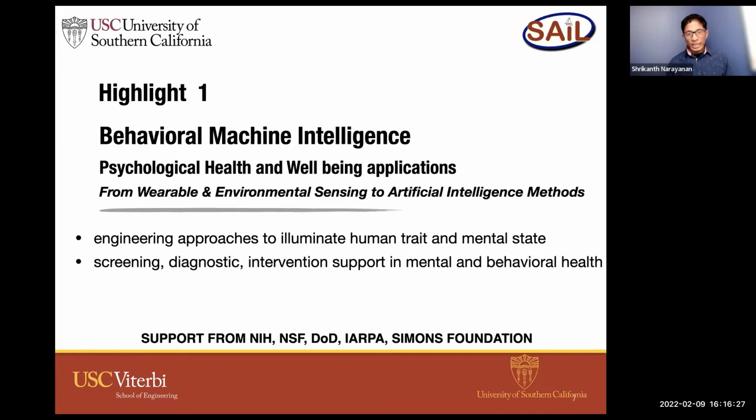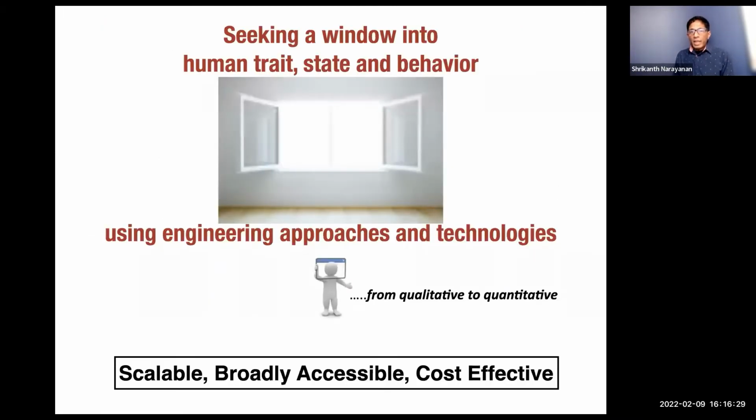So seeking a window into human state and behavior is not a new endeavor, right? People have been trying to understand how someone is feeling by what they are saying or how they are interacting with you. Many of the methodologies in scholarly work have been largely qualitative, and are increasingly becoming more quantitative and objective, for example constructs that relate to affective states.